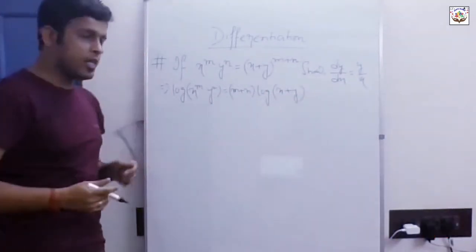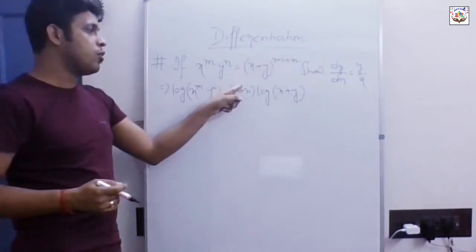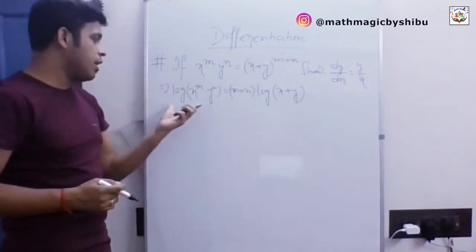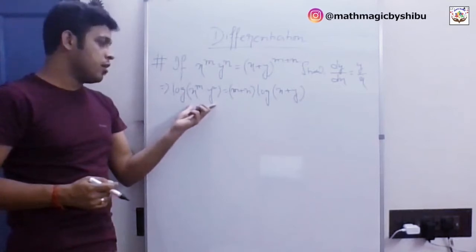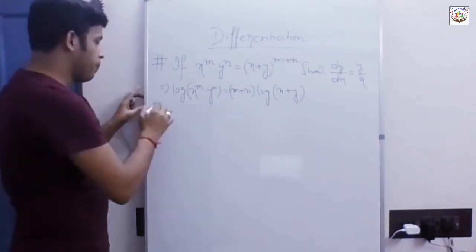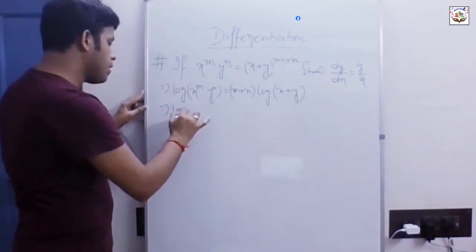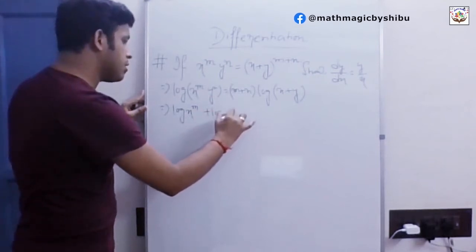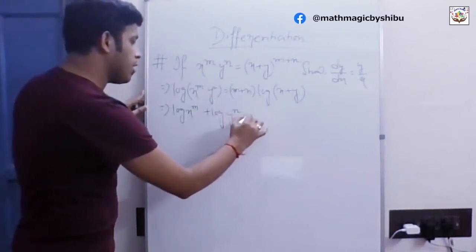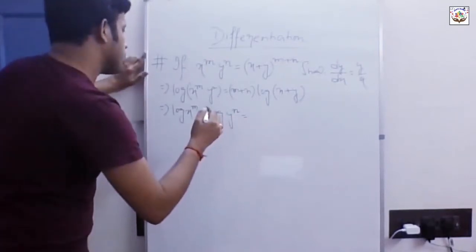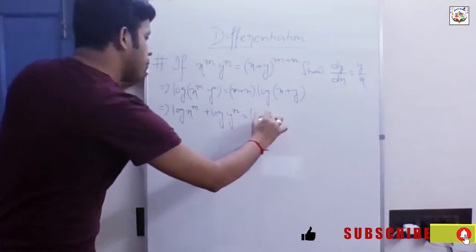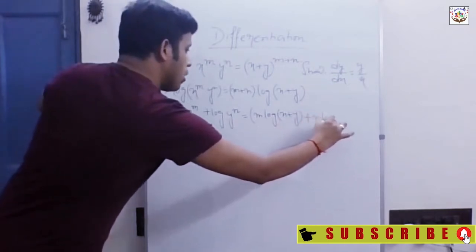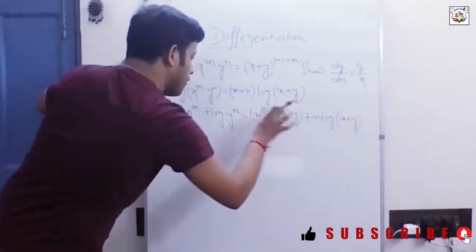I am not going into the details of how m plus n have come to the coefficient of log x plus y, because this is a very simple generic formula of log. Here log a into b can be broken into log a plus log b, like log a plus log b means y to the power n equals m log x plus y plus n log x plus y.